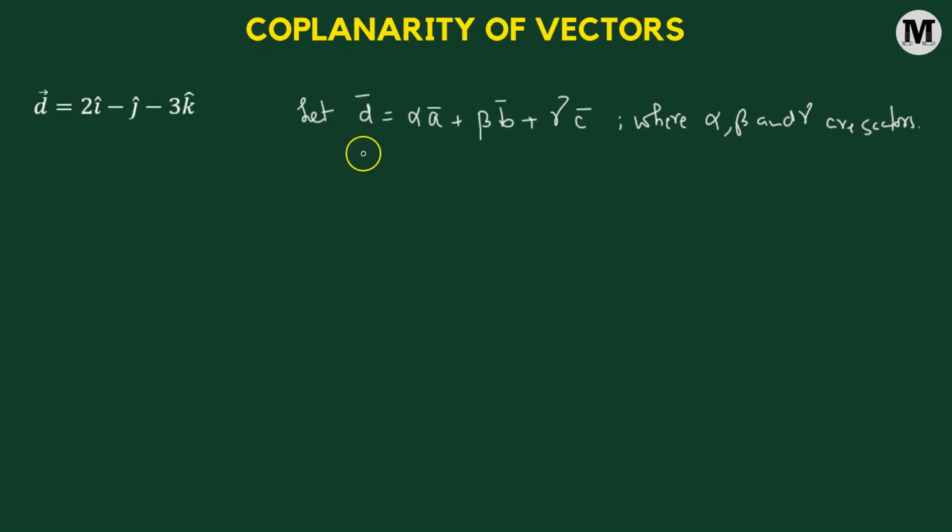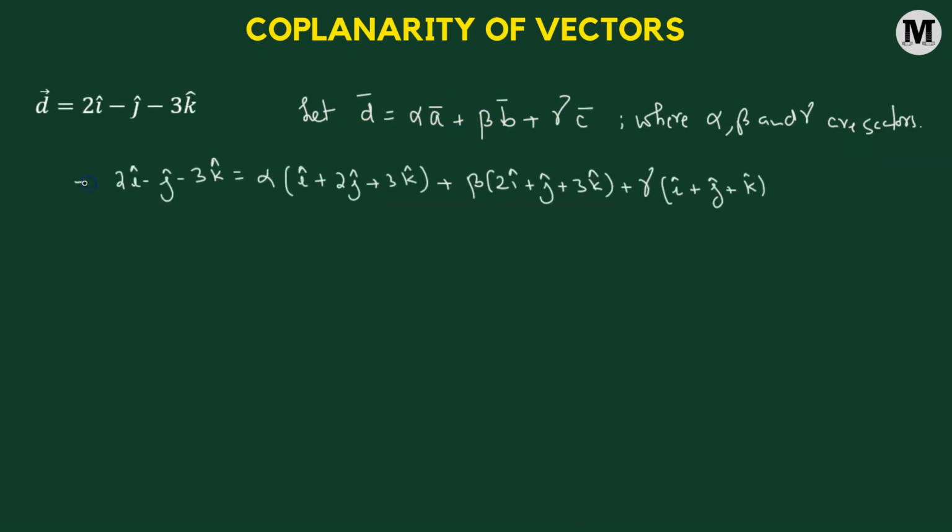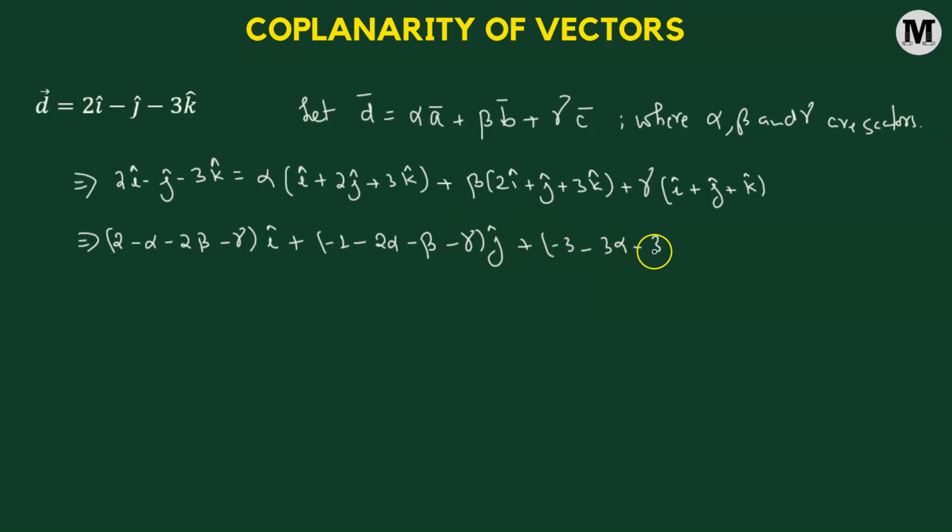Now we have supposed that D can be expressed as a linear combination of the three vectors A, B, and C. Now we'll use all the values of D, A, B, and C. So now we're going to combine all the like terms. So we're going to get 2 minus alpha minus 2 beta minus gamma, all multiplied to i cap, added to negative 1 minus 2 alpha minus beta minus gamma multiplied to j cap, added to negative 3 minus 3 alpha minus 3 beta minus gamma multiplied to k cap, and this is going to be equal to the null vector.